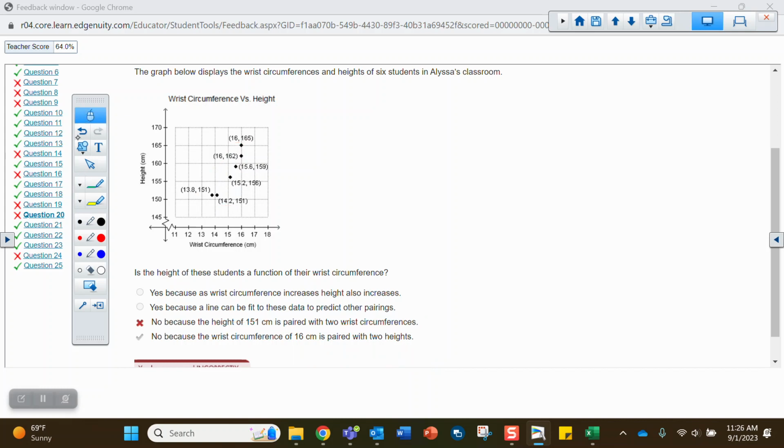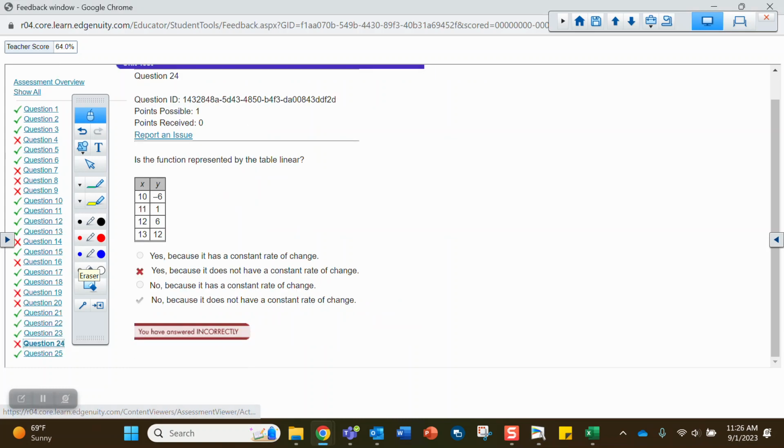Remember the vertical line test? If I draw a vertical line right here, I hit both of those points because they both are at 16 on the x-axis. I think we maybe discussed this in one of your other videos that I made earlier on in the unit. We only care about the x's.